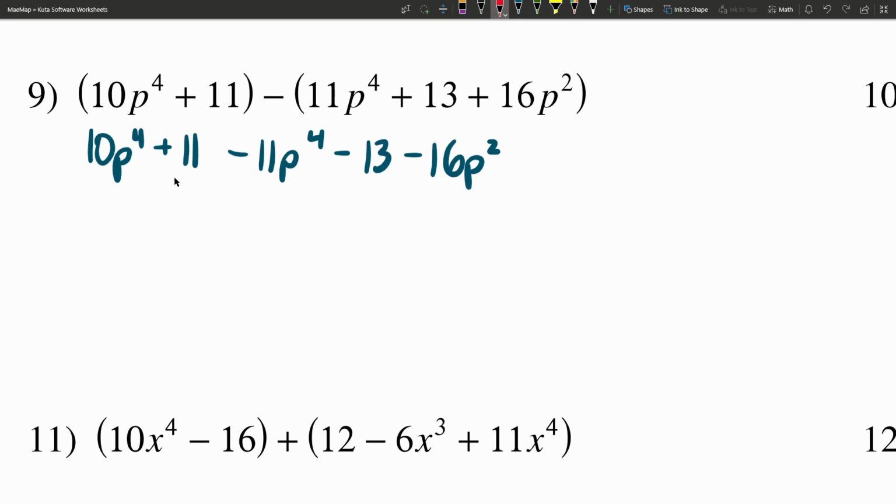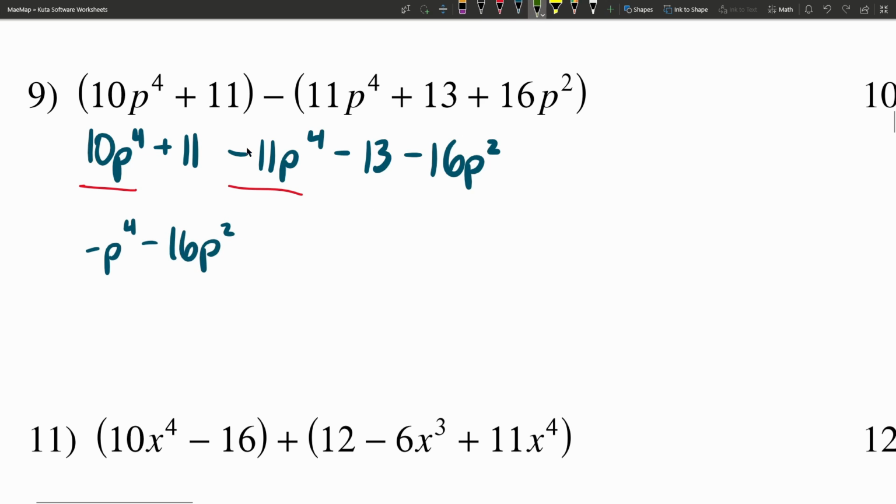Our highest degree is a degree of 4. So we have 10p to the 4th here, and we're subtracting 11p to the 4th there. 10 minus 11 results in a negative 1, so we're going to have negative p to the 4th as our term with the highest degree. Now, going in descending order, our next highest degree is a degree of 2, and there's no other term with a degree of 2, so we're just going to take that as is. So subtract that 16p squared.